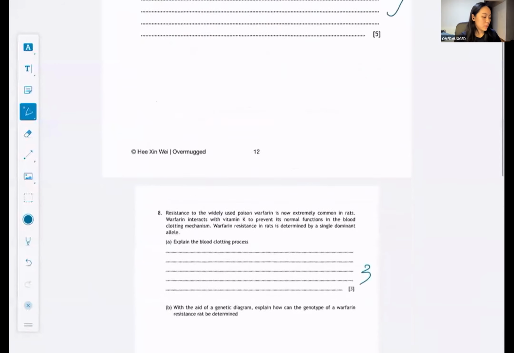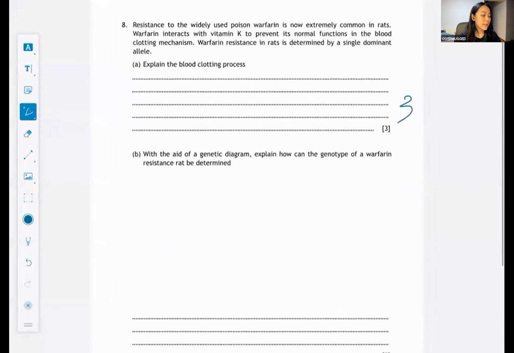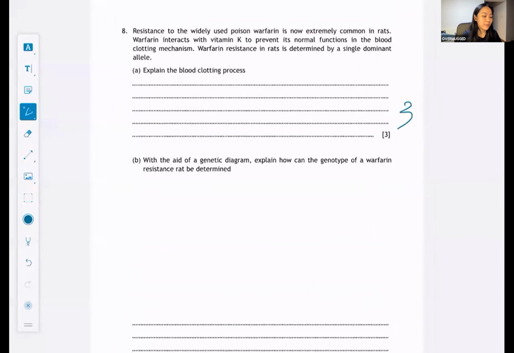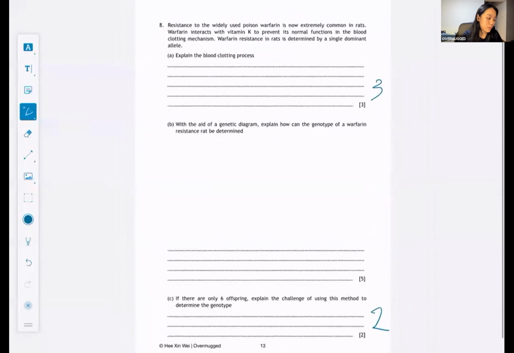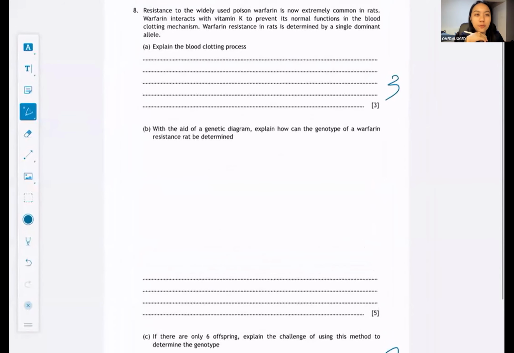Okay. For question 8, the blood clotting process is also in the notes. I'm going to talk about it. Now let's talk about this genetic diagram, because this question is a little bit different from the usual genetic diagram. They ask for how the genotype of a warfarin resistant rat can be determined, right? It's not really your usual genetic diagram question.